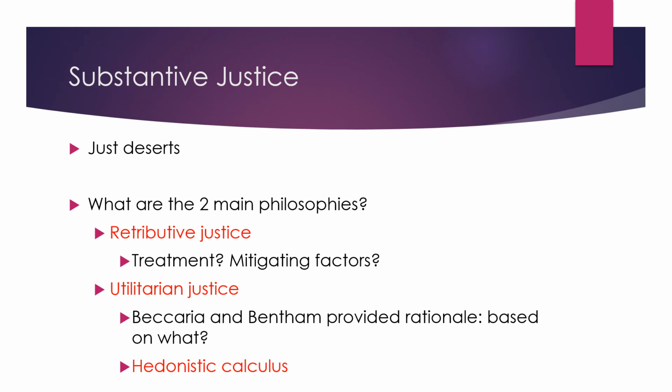Okay, and then utilitarian justice is the second philosophy that really influences substantive justice. If you're familiar with Cesare Beccaria and Jeremy Bentham, they are the philosophers that were at the forefront of this rational thinking. That's basically what it's based on, assuming that humans are rational beings and that we're making calculations of how much pleasure will be produced versus how much pain will be produced before we commit a crime or before we make any decision.